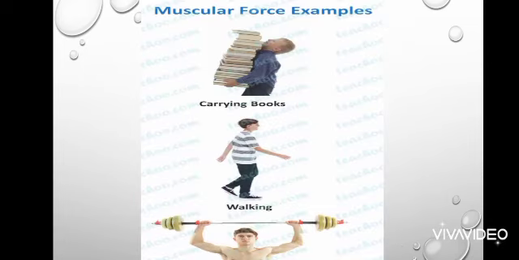Suppose a book is lying on a table. To lift this book from the table, some force is required. When we lift this book from the table by hand, the force is exerted by the muscles of our arm. Similarly, when we kick a football, the force is exerted by the muscles of our leg. So, the force exerted by the muscles of the body is called muscular force.